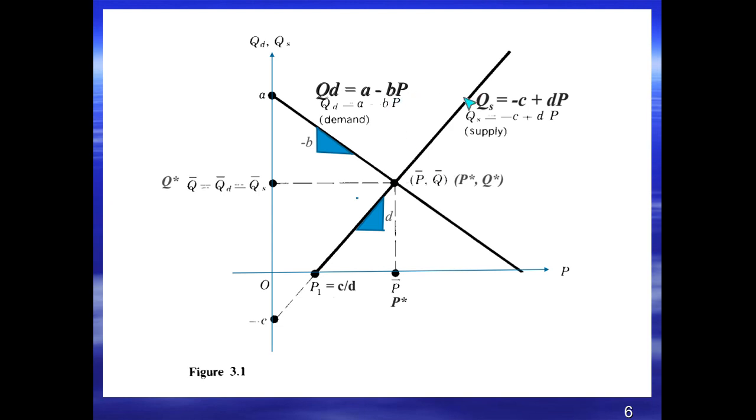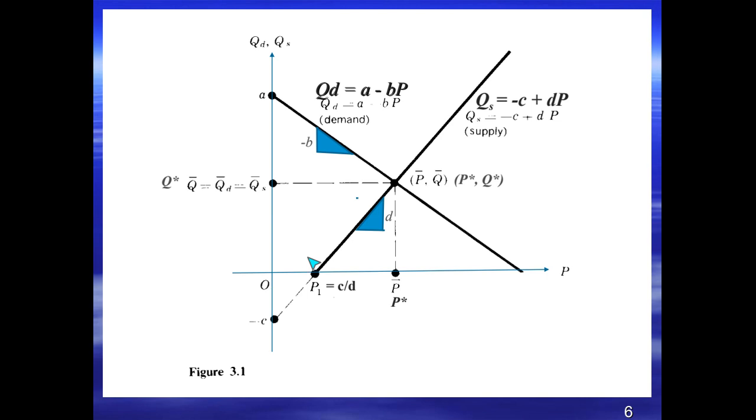It means B and D. Minus B is the slope of the demand line, and D is the slope of the supply line. If B plus D is 0, it means minus B equals D, or D equals minus B. It means the slope of these lines are equal. So this means that these lines are parallel to each other. They don't intersect, so they intersect in the infinity. That's why we don't find an equilibrium if B plus D is 0.